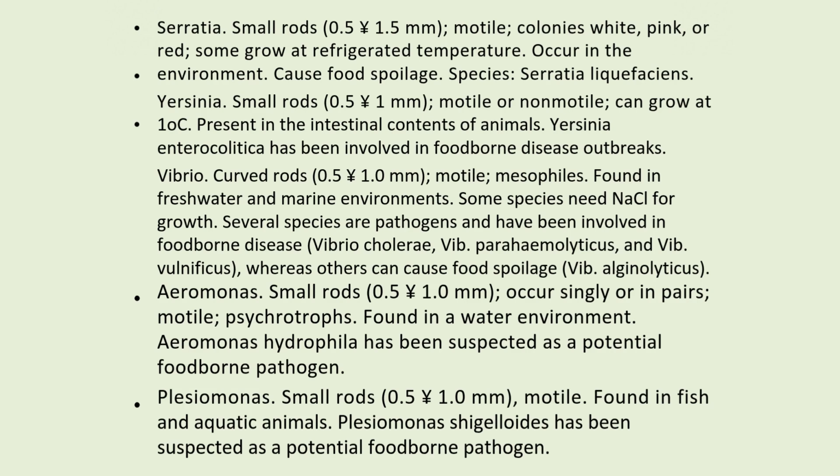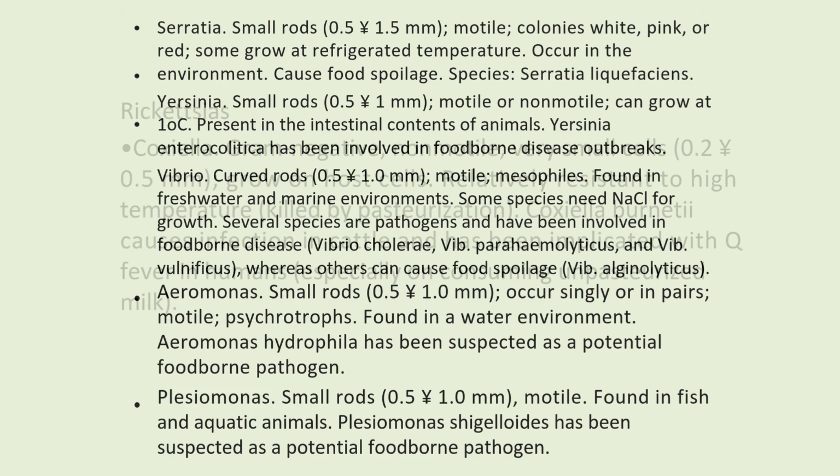Then we have Aeromonas. These are small rods that occur singly or in pairs. They are motile psychrotrophs found in water environments. Aeromonas hydrophila has been suspected as a potential foodborne pathogen. Finally, we have Plesiomonas. These are small, motile rods found in fish and aquatic animals. Plesiomonas shigelloides has been suspected as a potential foodborne pathogen.